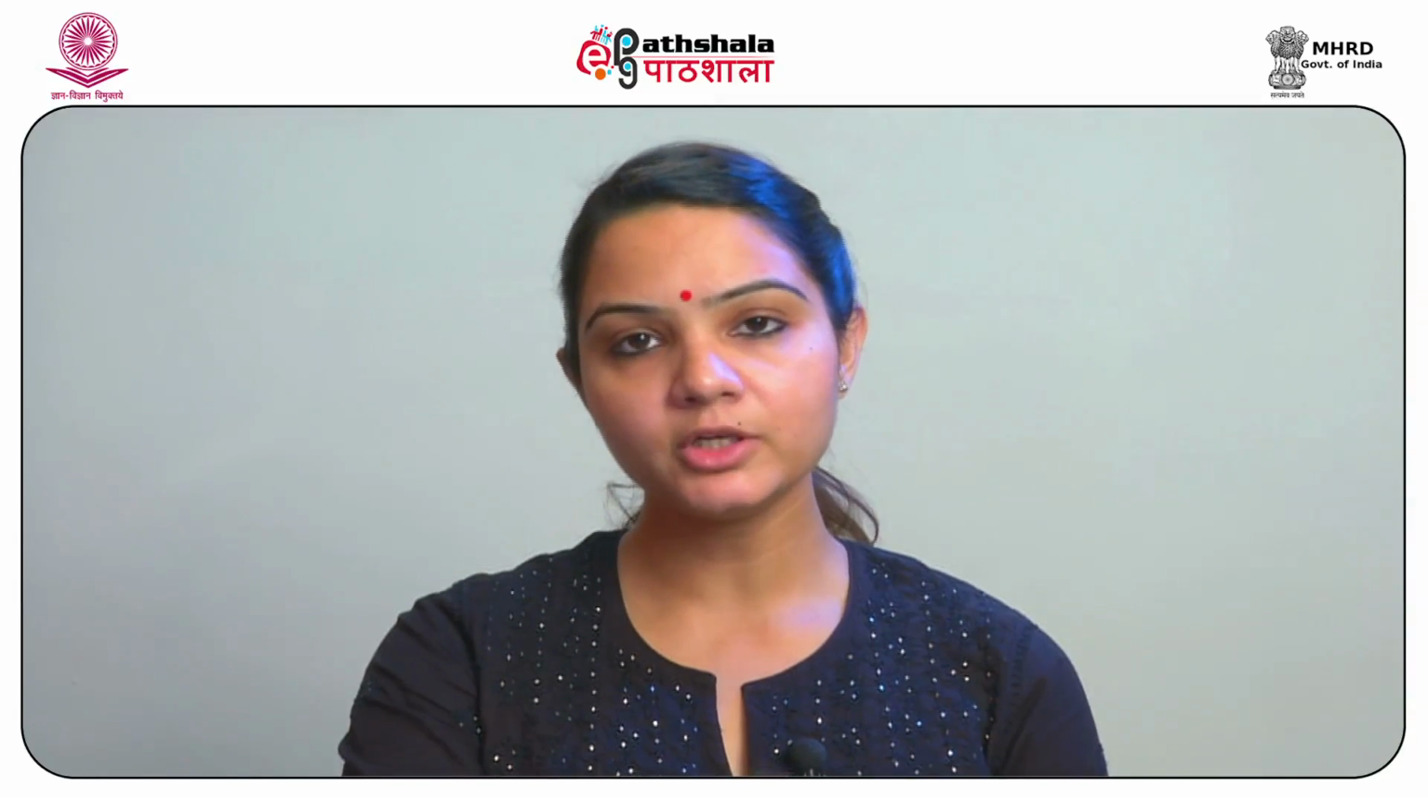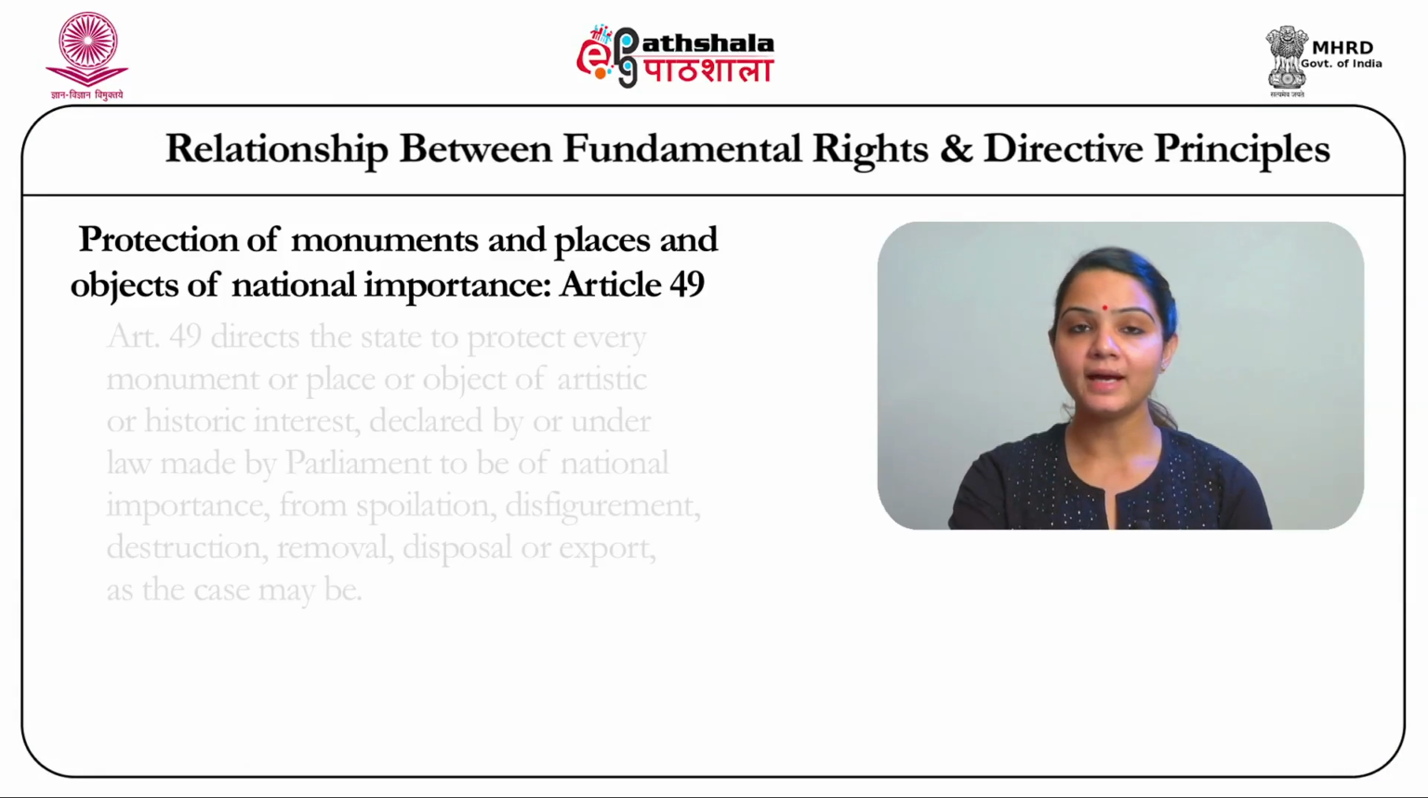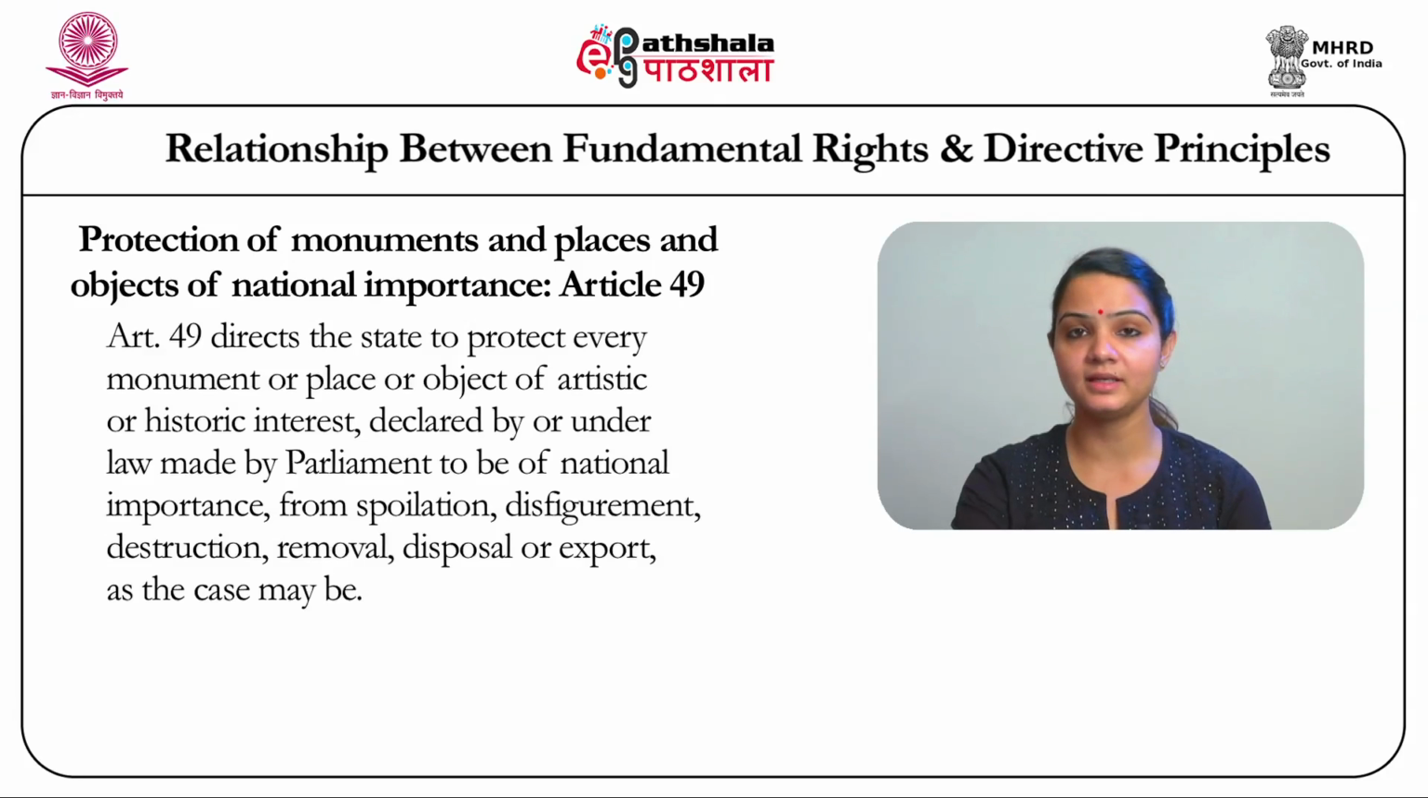The next article talks about protection of monuments and places and objects of national importance, which is Article 49. Article 49 says that it shall be the obligation of the state to ensure that the monuments or objects of historical or artistic importance, which have been declared to be of national importance, are protected from being spoiled or exploited. Therefore, Article 49 directs the state to protect every monument or place or object of artistic or historic interest declared by or under any law by Parliament to be of national importance from spoliation, disfigurement, destruction, removal, disposal or export as the case may be.